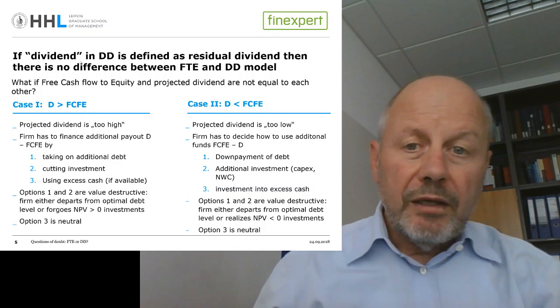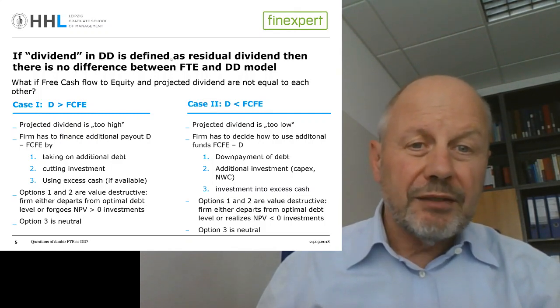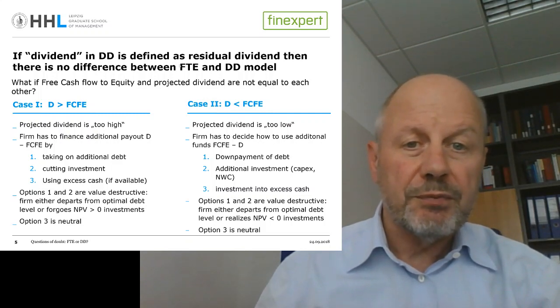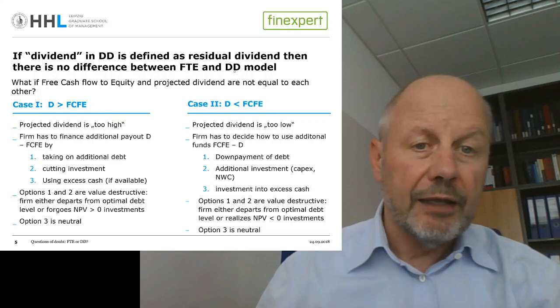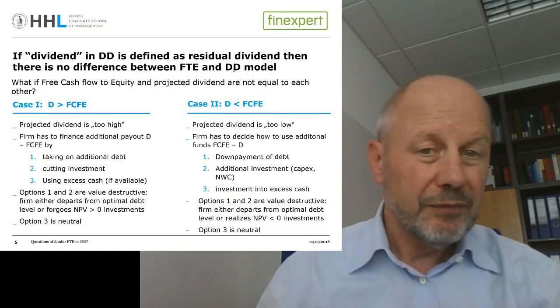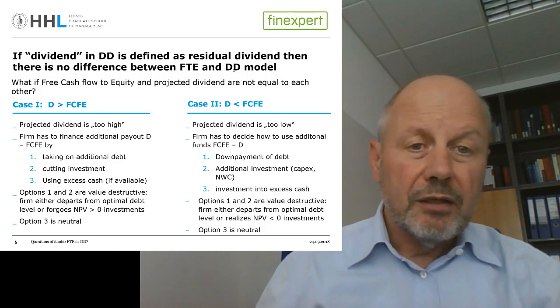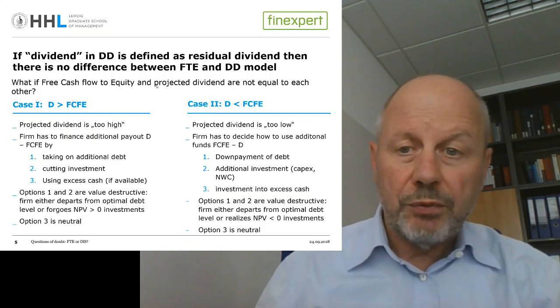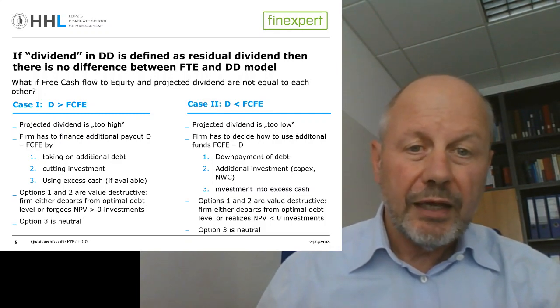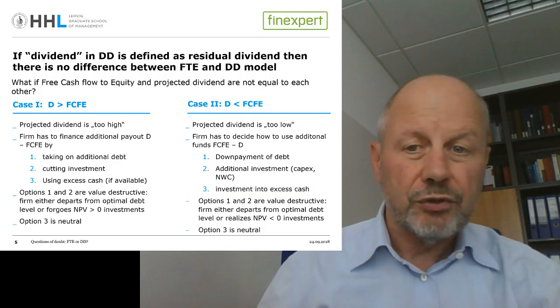So if the term dividend in the dividend discount model would be defined as the residual dividend, then of course there is no difference between the flow to equity and the dividend discount model. So then of course both are actually the same. And that of course begs the question: what if these two, free cash flow to equity and projected dividend, are not equal to each other?